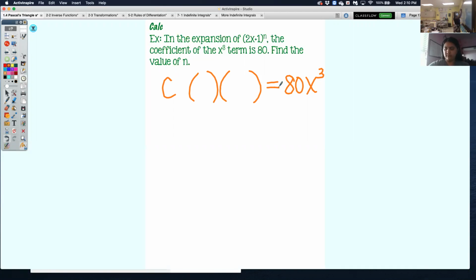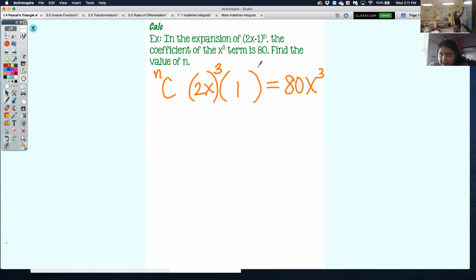So what normally goes at the top of the C? Since we don't know what n is, we're going to put n right there. What goes in the first set of parentheses? And what goes in the last? 1. Now, since we do know that this is the coefficient for the x to the third term, automatically we know that this exponent should be what? 3. So far, so good.